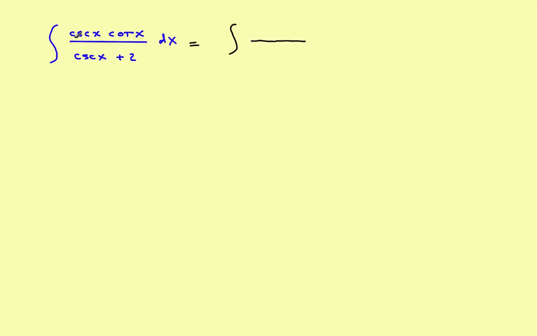What I'm going to do is take this cosecant cotangent and just scoot it off to the side over here, which will leave me with 1 over the cosecant of x plus 2, and then over here I'm going to have the cosecant of x times the cotangent of x, and then dx. Now, why would you want to do that?